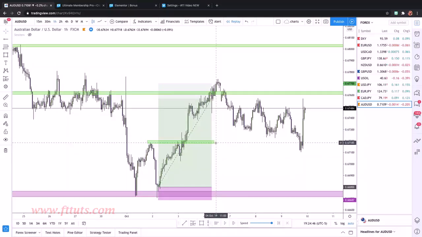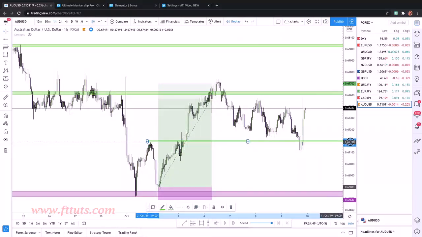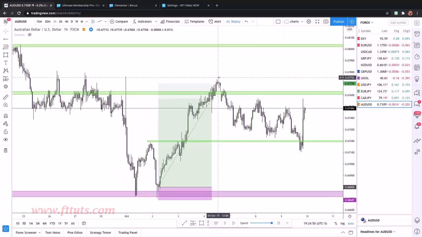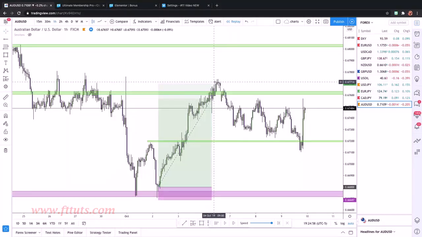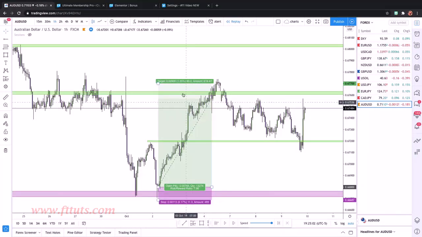Okay, so what ends up happening is after that, it tries to break out, then fails, tests structure, and then continues down back to the support. So once you see that it's turning like this, this is where you can take the counter trend. So we're risking 11 pips to make 90. So that's 1 to 7. Again, AUD USD is really, really slow. It's not a pair that I trade personally, but I just want to show you how it works.